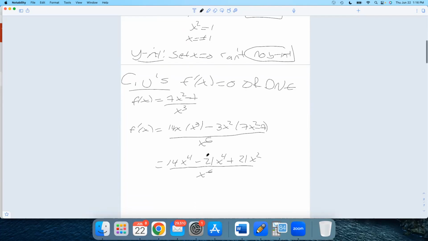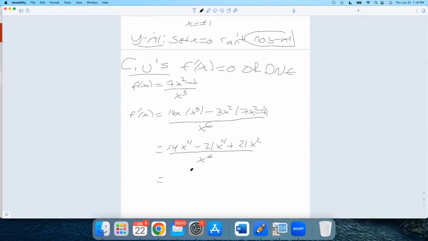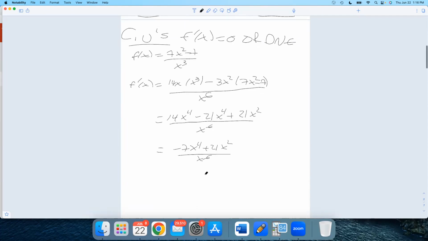Okay, let's combine like terms here. I think we get negative 7x to the 4th plus 21x squared over x to the 6th. And I'm going to factor a negative 7x squared out of the top. And what will we be left with? X squared minus 3. Definitely check my arithmetic there, but I think that's right.